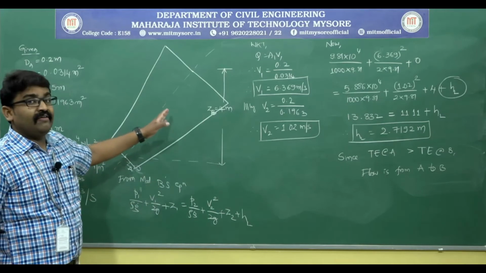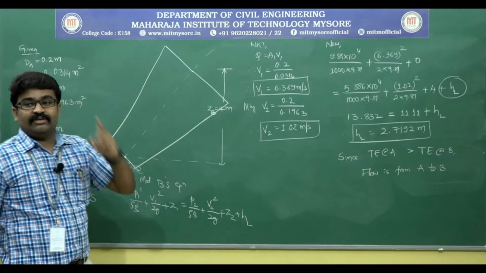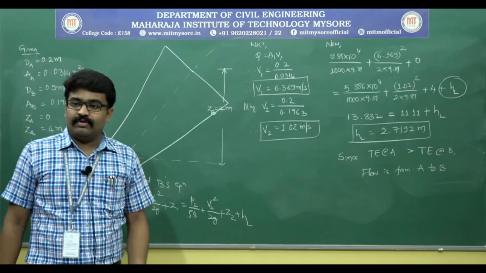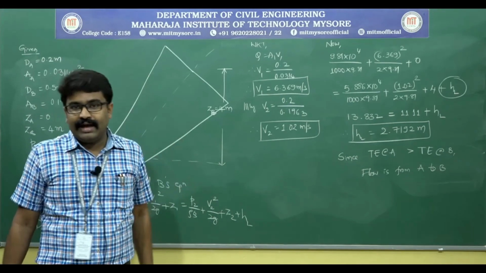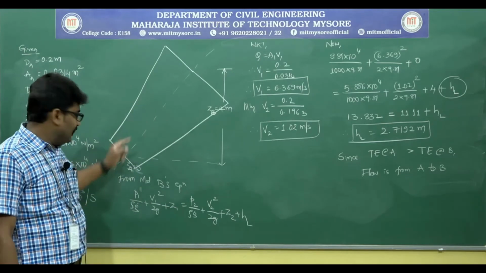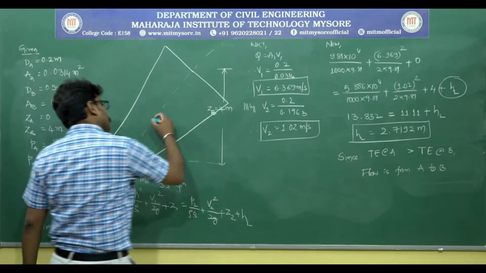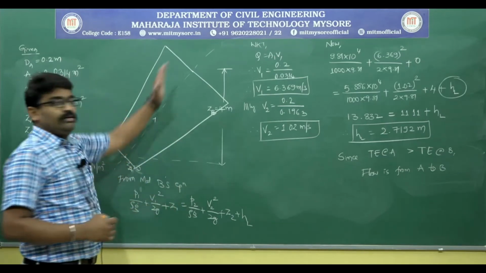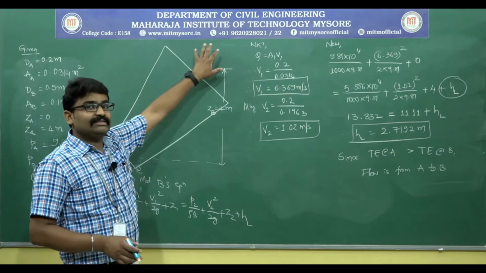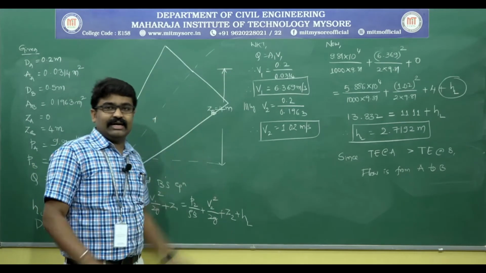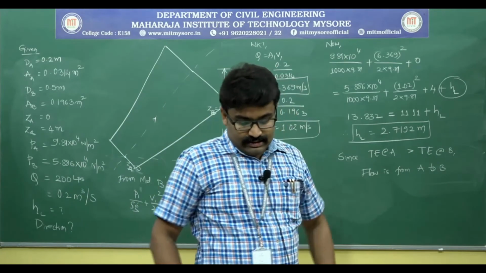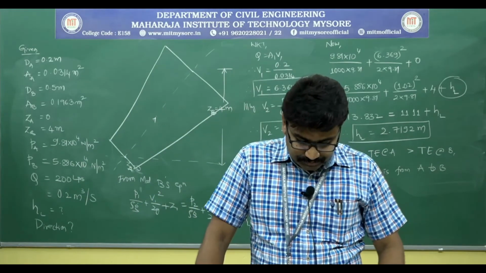See, it is not gravity flow, but it is pressure flow. You can imagine the water being pumped from your sump to the tank. So, that is what is the exact picture we have here. The direction of flow is from A to B, because total energy at section A is greater than total energy at section B, which tells us that the flow is from A to B. Take the next problem.